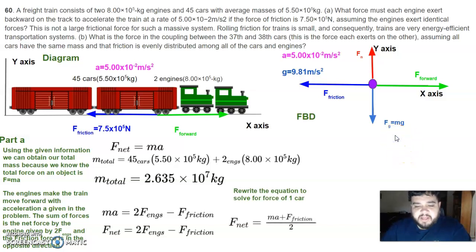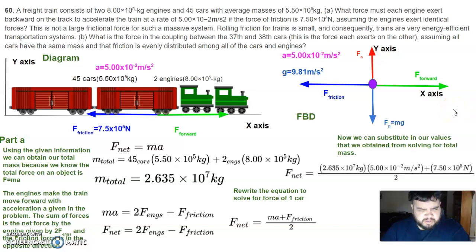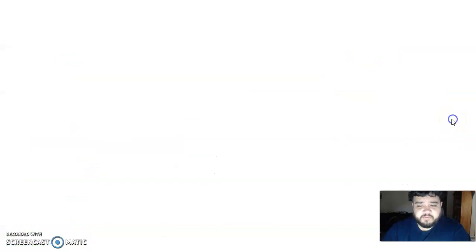So we're going to rewrite the equation to find the force of just one engine, because we're going to need that information to solve part B of the problem. If we substitute in the values we obtained, including the total mass we solved for, we find the net force on one engine is 1.03 times 10 to the 6 newtons, which is quite a bit of force for just one engine.